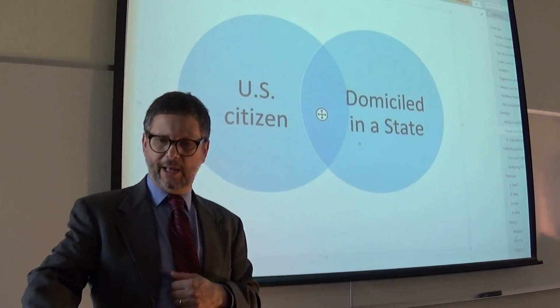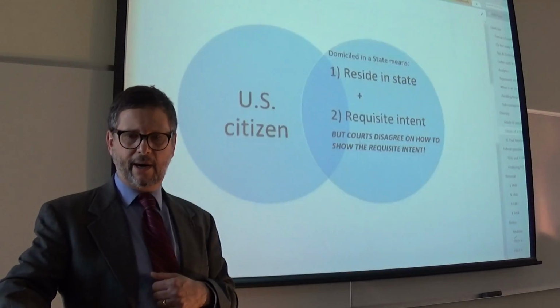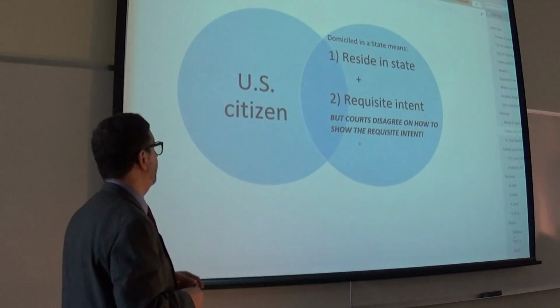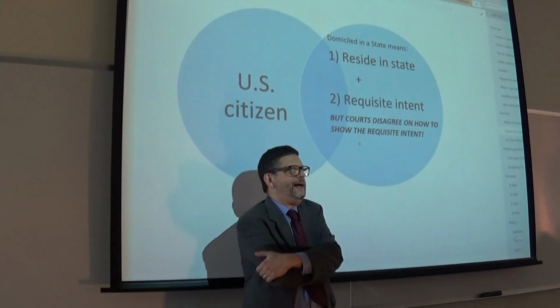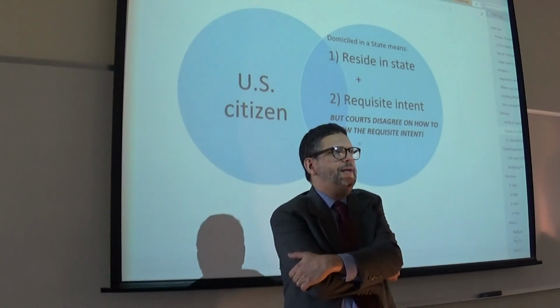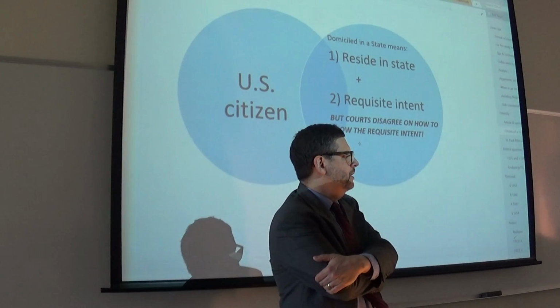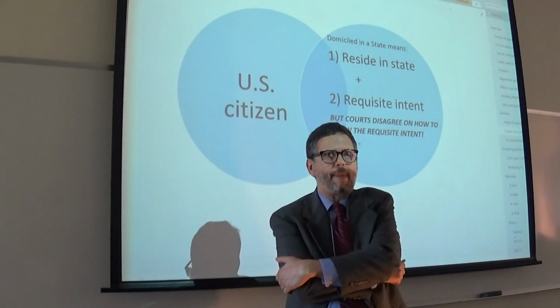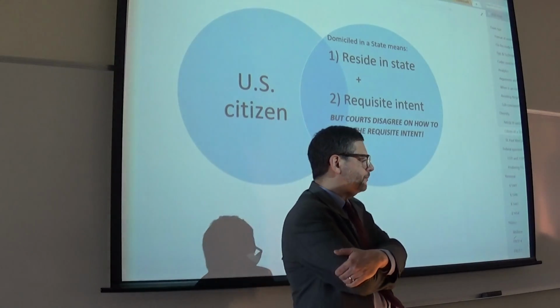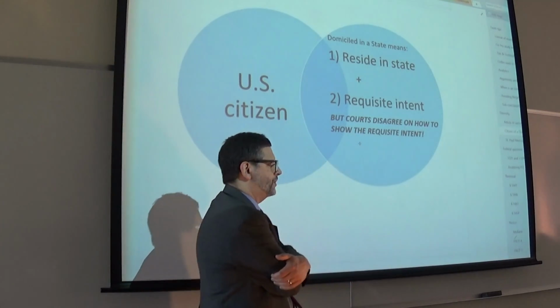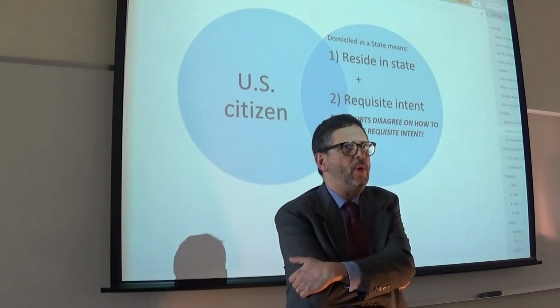Let's expand upon this. U.S. citizen domiciled in the state is an incomplete analysis, right? Because to be domiciled in the state, you have to reside in the state and have the intent either to stay for the time at least, to stay indefinitely, or to stay permanently. Courts vary on their approaches. That should tell you something very important.